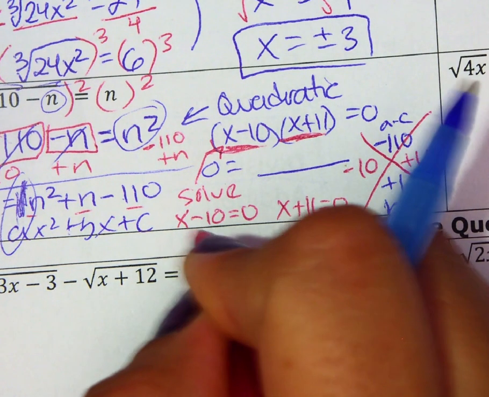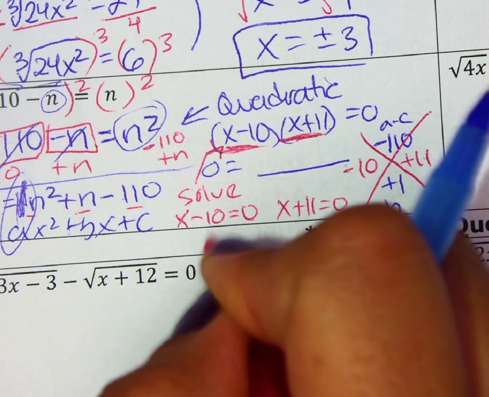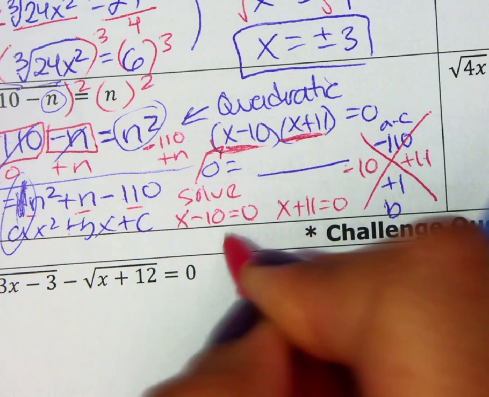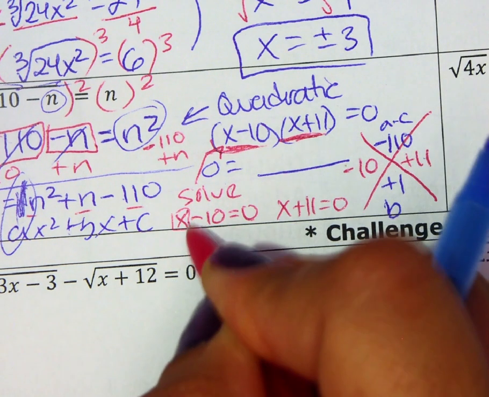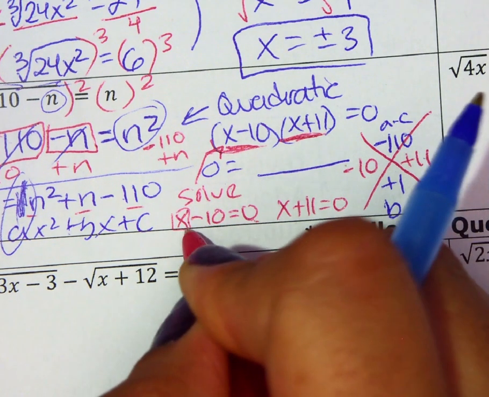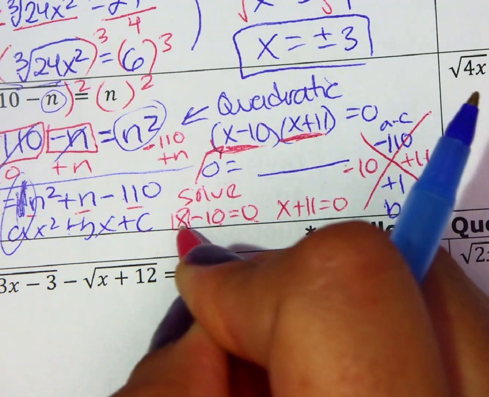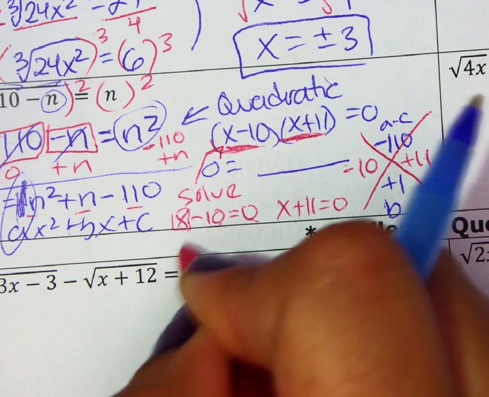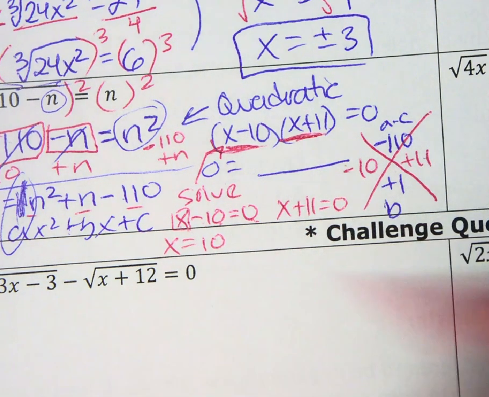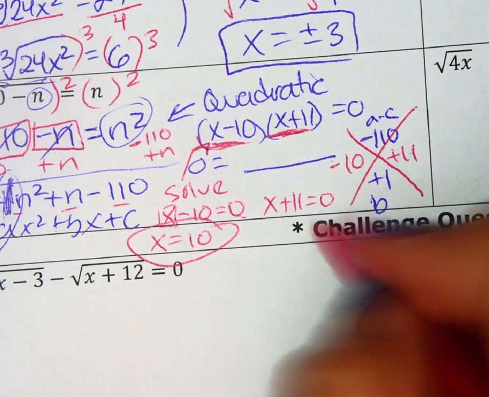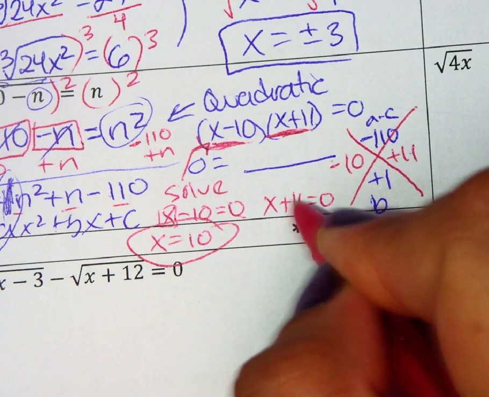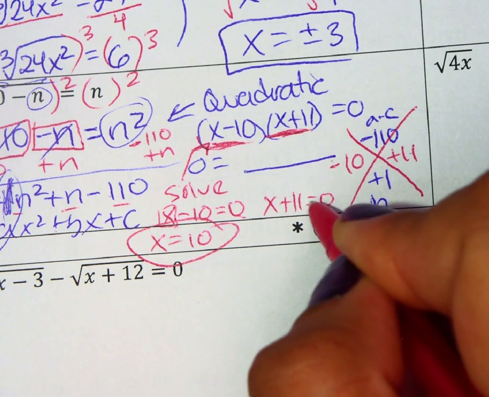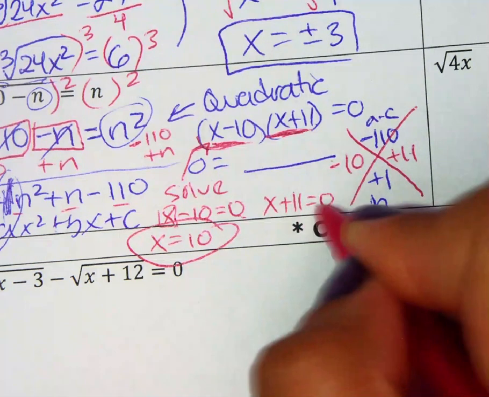So right here, x minus 10 equals 0, so we can just move the 10 to the other side, or we can imagine that a number needs to go there to equal 0. So the opposite of this number, positive 10 minus 10 is 0. So here, x equals 10. That's one answer. And then on this one, x will equal negative 11, since negative 11 plus 11 equals 0.